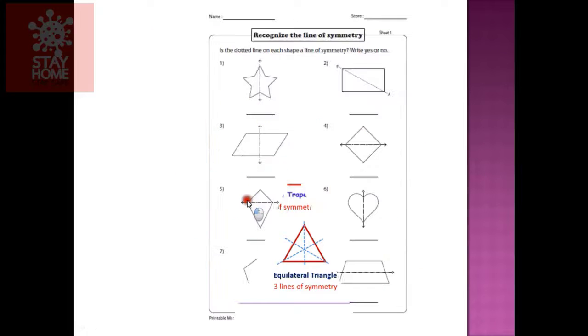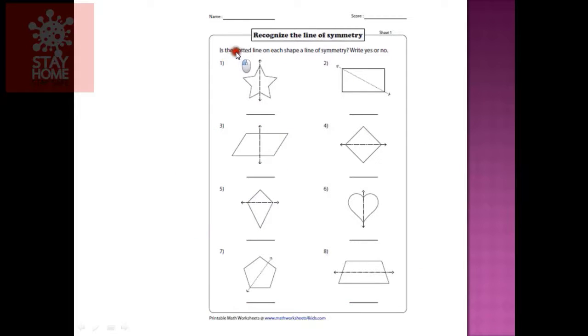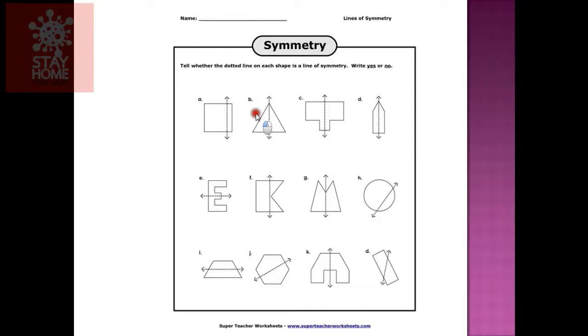Next, you can see here a dotted line on each shape. Is it a line of symmetry, yes or no? This is a kind of quiz for you. You can check after drawing the line whether it is symmetrical or not symmetrical. So you can write yes or no for this. The similar exercise for you is here, so solve it. This is the way. Pause the diagram and write the answers, yes or no.